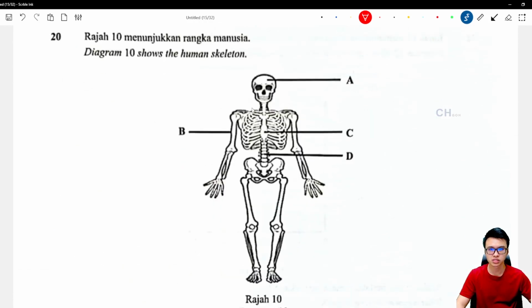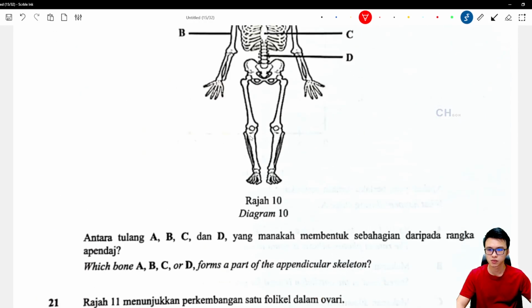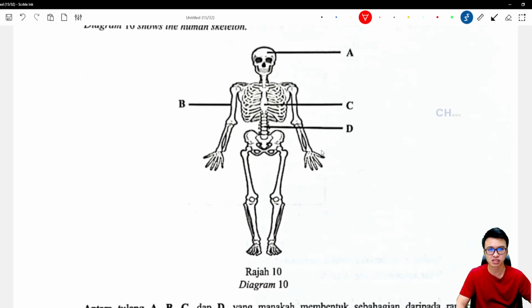Okay guys, look at question 20. Diagram 10 shows the human skeleton. Which bones A, B, C, D form the parts of an appendicular skeleton? An appendicular skeleton means the skeleton at the side, not the middle one. We have the axial skeleton, so the axial skeleton is coming from here. Yep, so all these are the axial skeleton. So A yes, C yes, D yes. So the answer should be B. B is not the axial skeleton, it is the appendicular skeleton.